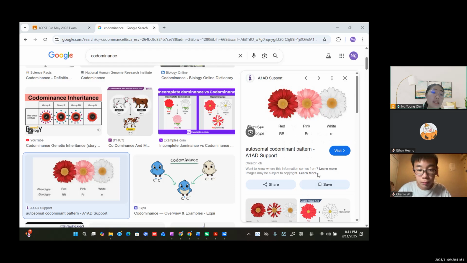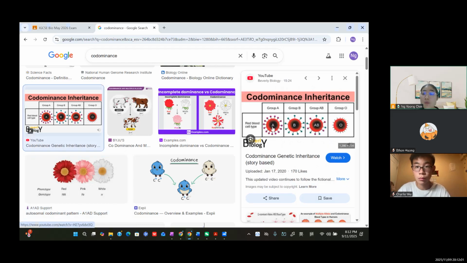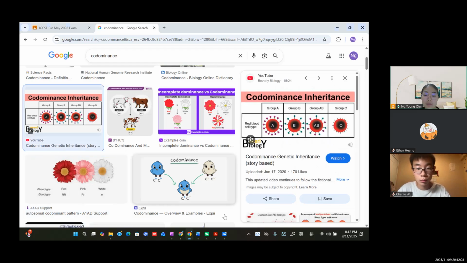So this is codominance. Then examples of codominance are not only the color of flower, but also the blood type. You know, our blood type is also an example of codominance, because all of the alleles can express themselves. They are not being suppressed by the dominant alleles.